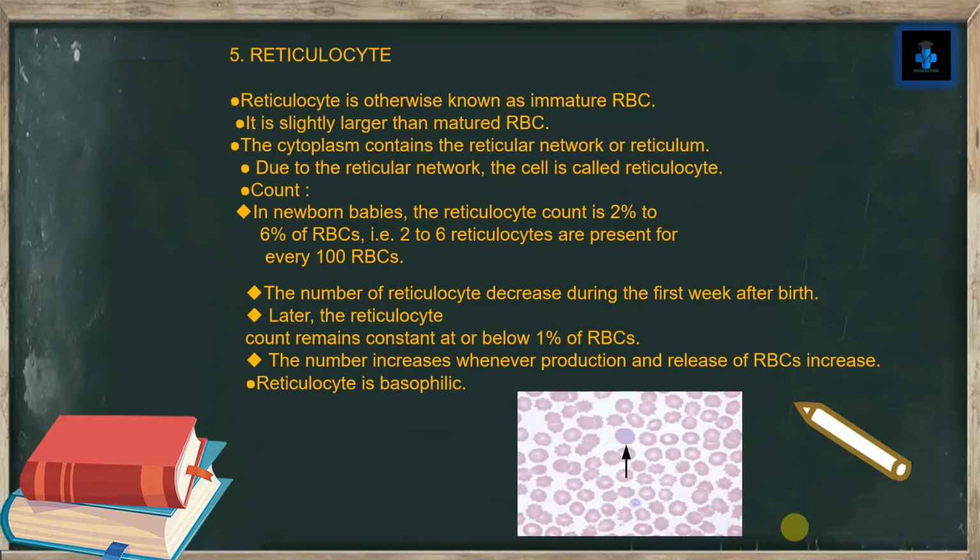In counts, in newborn babies, the reticulocyte count is 2% to 6% of RBC. That is, 2 to 6 reticulocytes are present for every 100 RBCs. The number of reticulocytes decreases during the first week after birth. Later, the reticulocyte count remains constant at or below 1% of RBCs. The number increases whenever the production of RBCs increases. Reticulocyte is basophilic.